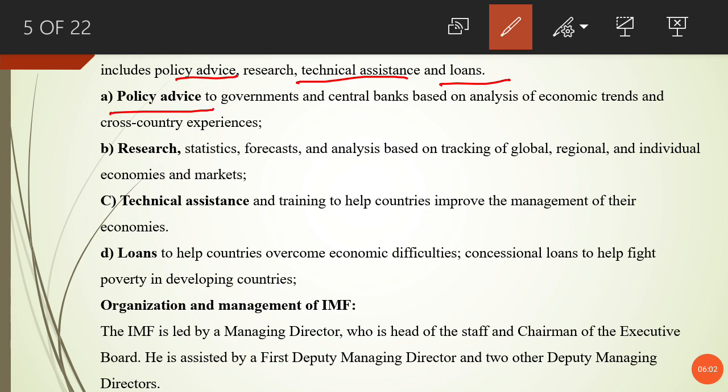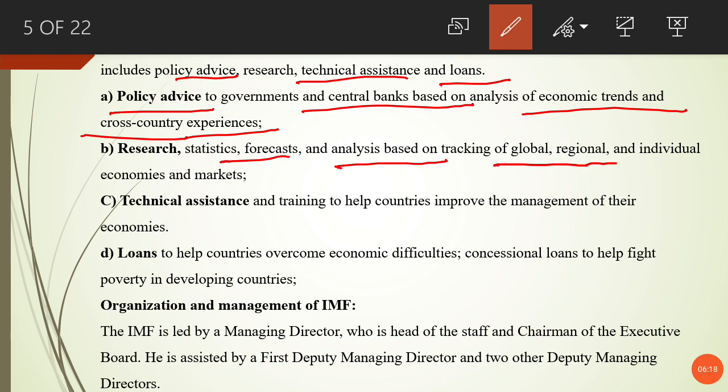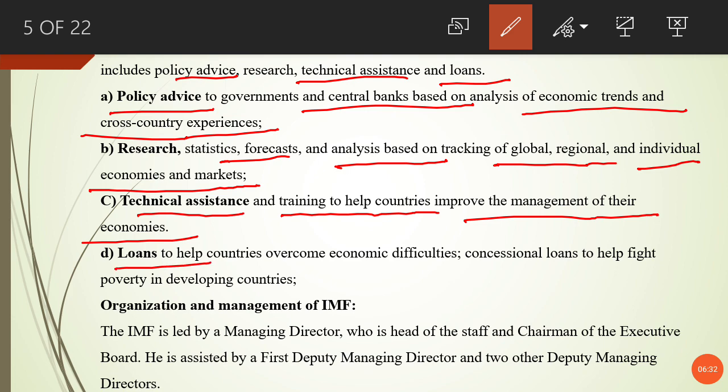A. Policy advice to governments and central banks based on analysis of economic trends and cross-country experience. B. Research, statistics, forecasts, and analysis based on tracking of global, regional, and individual economies and markets. C. Technical assistance and training to help countries improve the management of their economies. D. Loans to help countries overcome economic difficulties. Concessional loans to help fight poverty in developing countries.